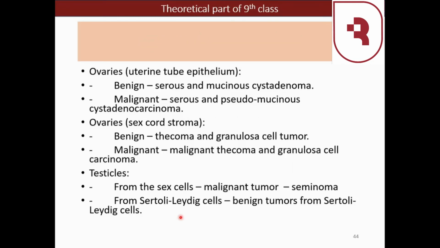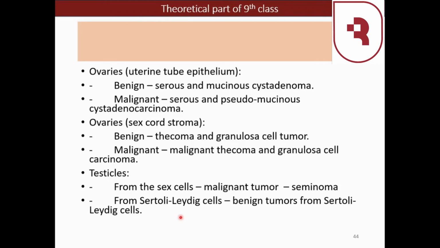In the ovaries, we will see benign tumors like serous and mucinous cystadenoma and malignant ones, serous and pseudomucinous cystadenocarcinoma. And from the sex cord stroma of ovaries, we will see thecoma and granulosa cell tumor. Malignant forms will be associated with malignant thecoma and granulosa cell carcinoma.